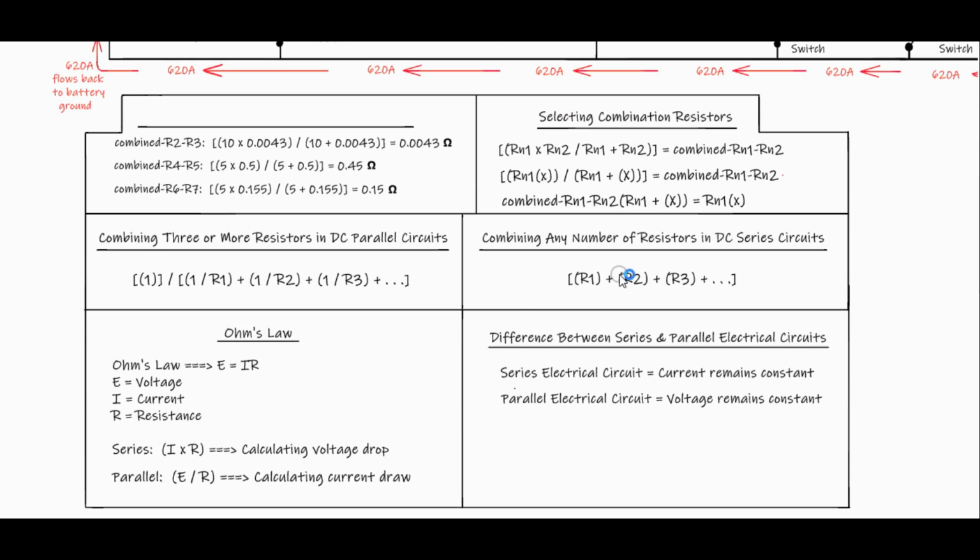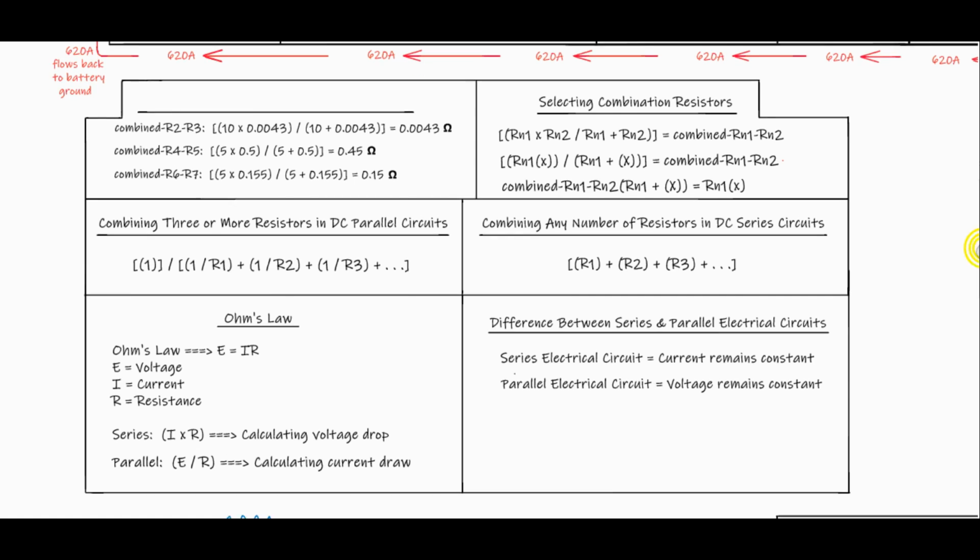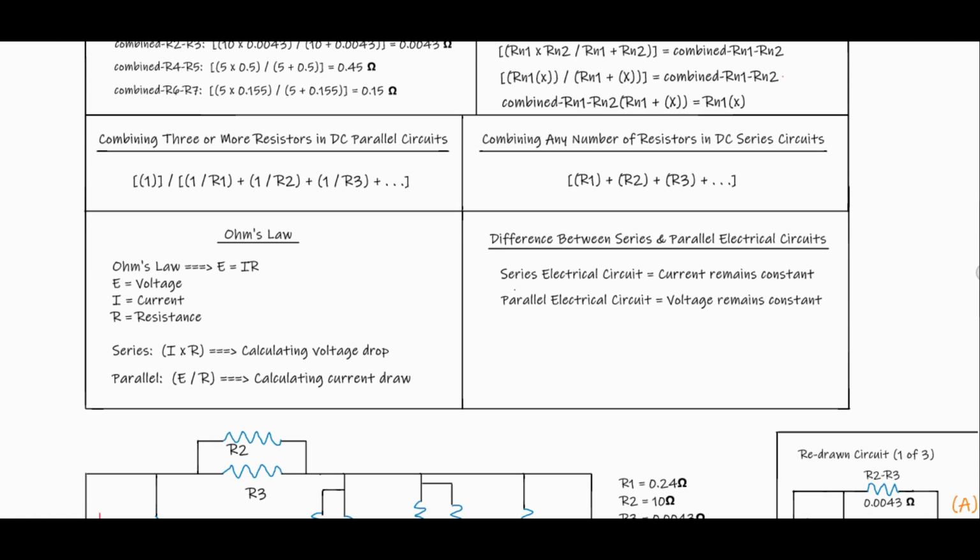Ohm's law, of course, is E equals IR, which is basically saying that 1 volt will equal 1 amp pushing 1 ohm of resistance, and it applies on series circuits when calculating voltage drop, and on parallel circuits when calculating current draw. And of course we went over the difference between series and parallel electrical circuits.